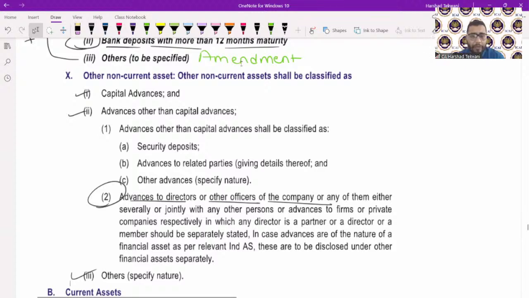So till now we disclosed about the assets. This was particularly about the non-current asset side. Now we'll discuss the current asset portion over here. I hope I'm clear.